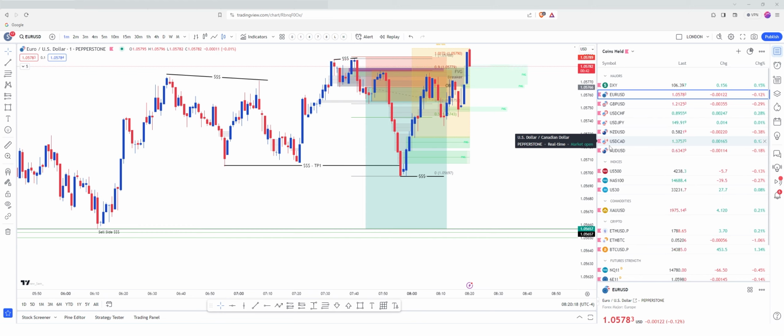I'm very disappointed that I didn't get that first entry. So lessons learned on that one, just to give myself a little bit of room by a few points on entries, because price can be really, really precise.